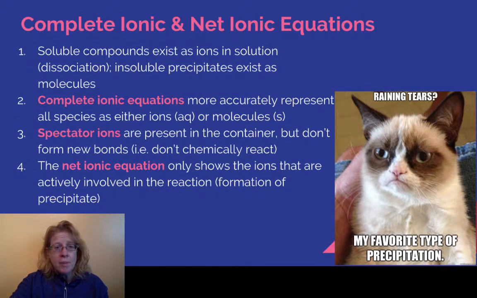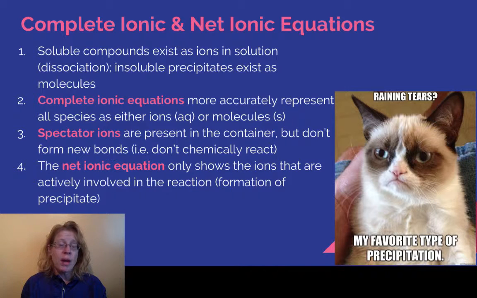So here's our final summary of what we did today. Number one, we took a look at the difference between soluble and insoluble compounds. Soluble compounds exist as ions because of dissociation, but insoluble things, precipitates, exist as molecules. So then when we start to write these out in balanced equations, we need to be a little bit careful. A complete ionic equation more accurately shows which species exist as ions and which species exist as precipitates or solids, molecules, if you want to use it that way.